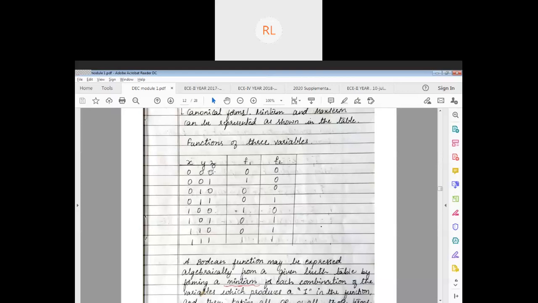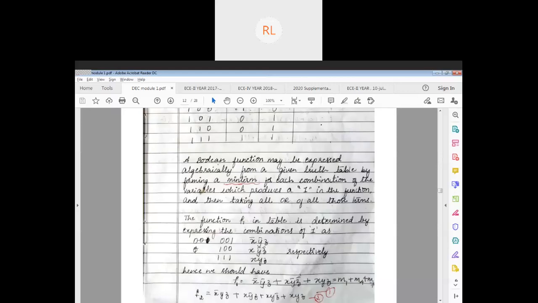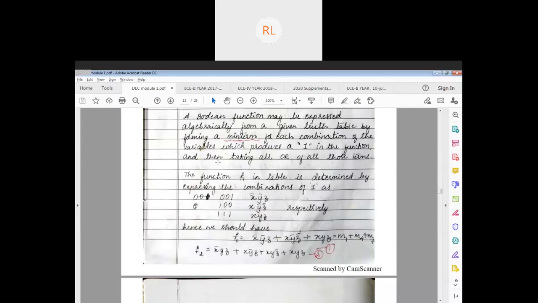Now for max terms, if I put a complement, what is going to happen? All the zeros are going to turn 1 and all these ones are going to turn 0. So it is the total reverse process of what we consider for your min terms.